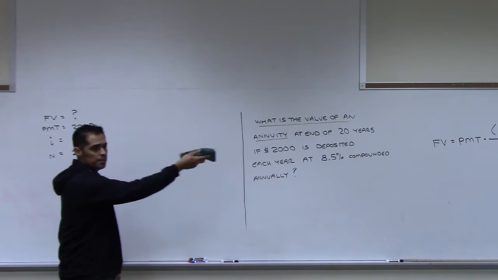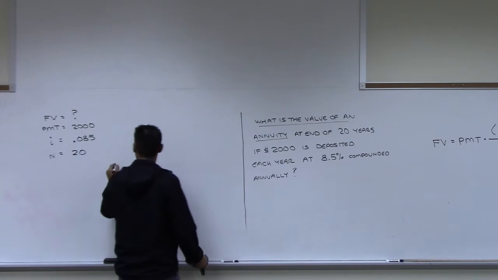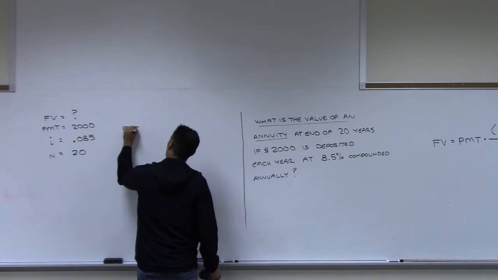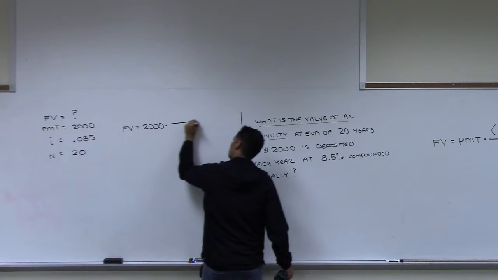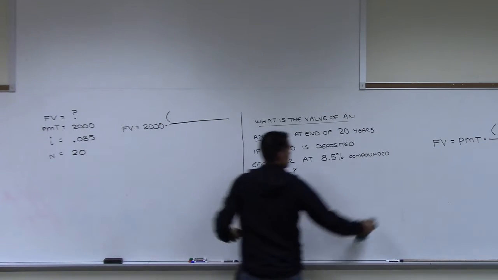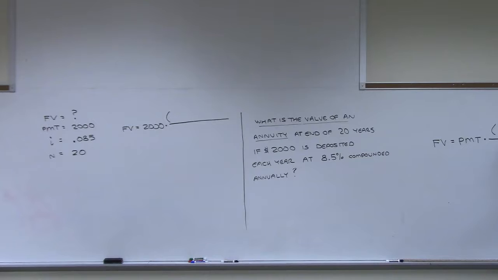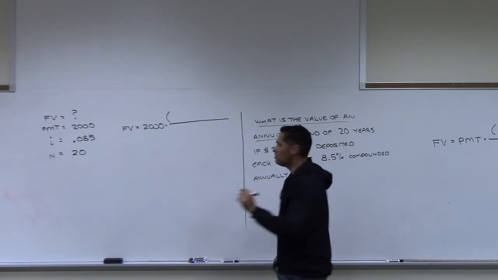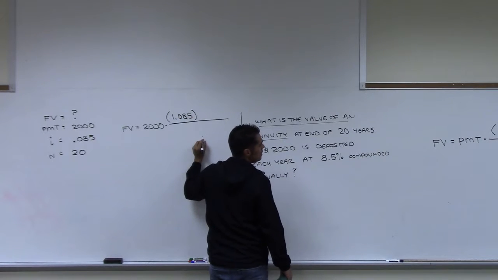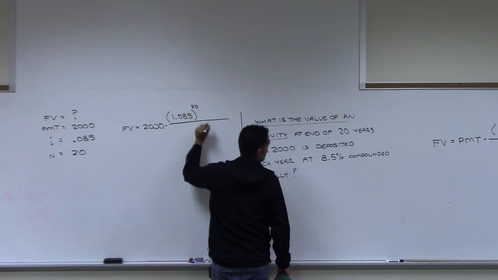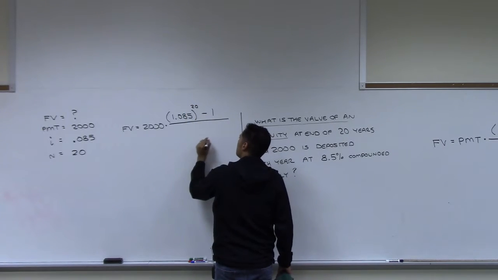So now all we do is just plug everything into this formula. So the future value will be the payment, 2,000, times, okay, I'm going to do 1 plus I. And I is what? 0.085, so that's 1.085, right? When I add the two together, 1.085 raised to the N, and N is 20. Then I subtract 1, and then I divide by what? 0.085.